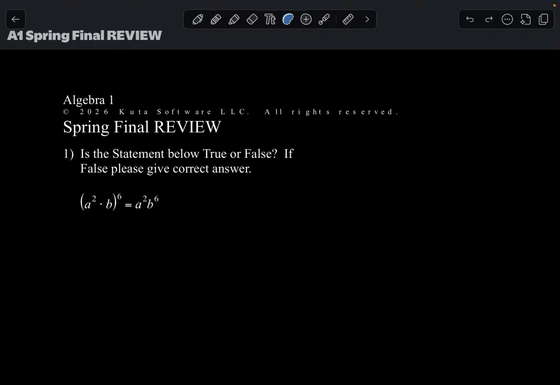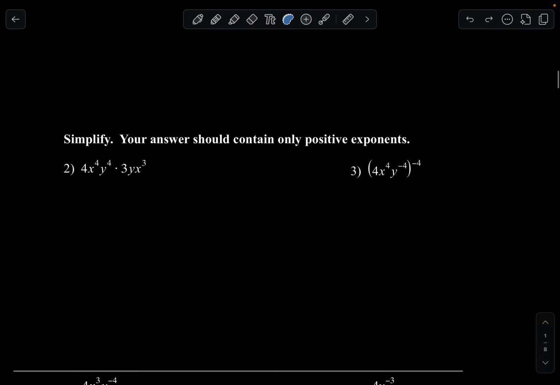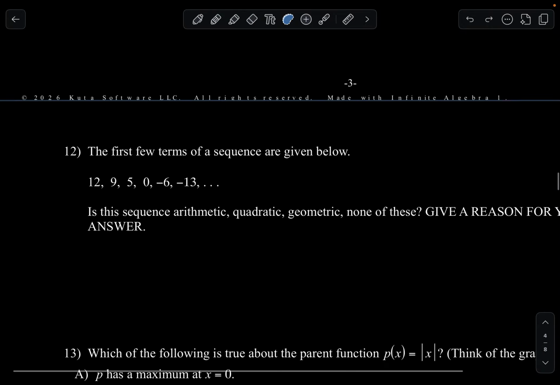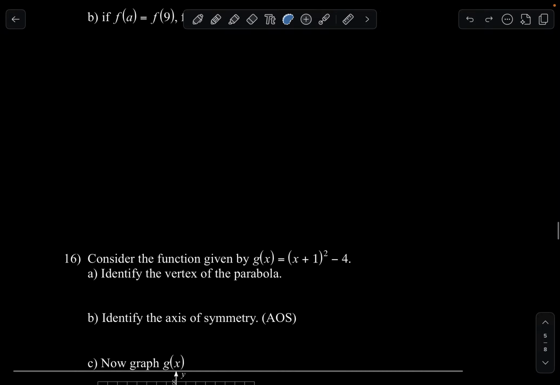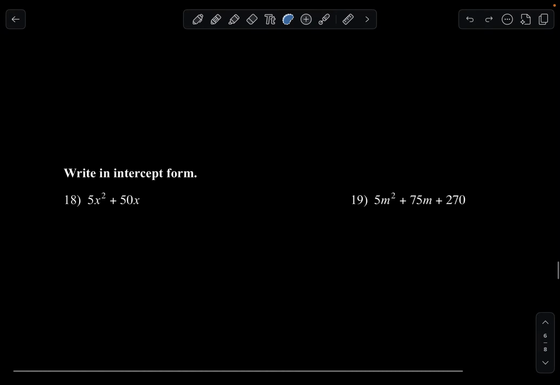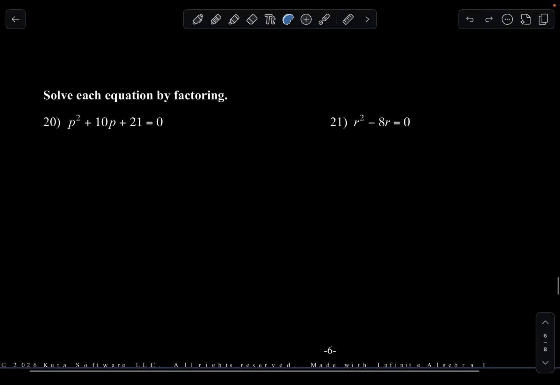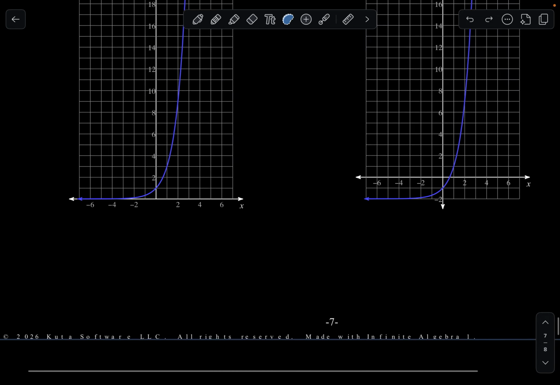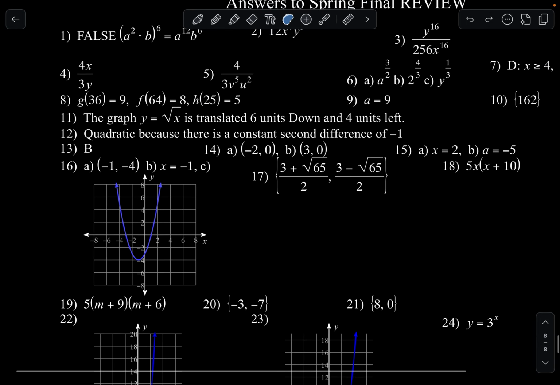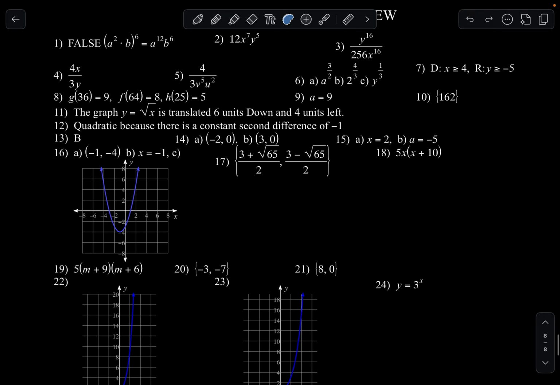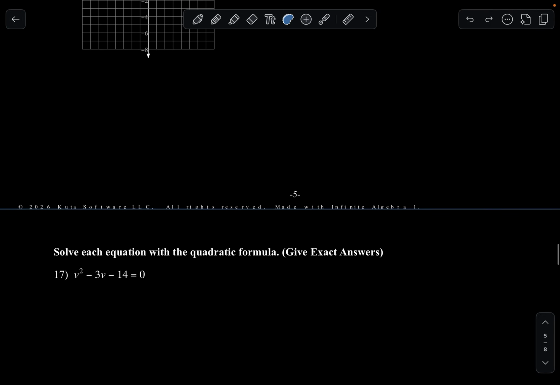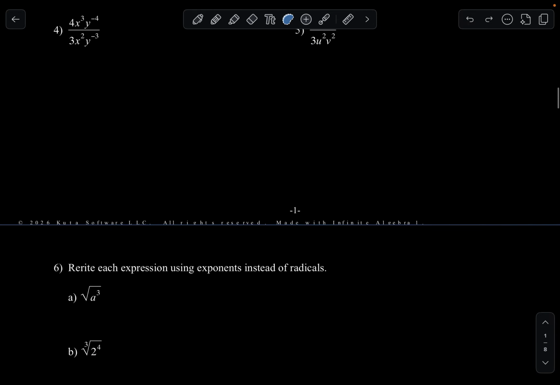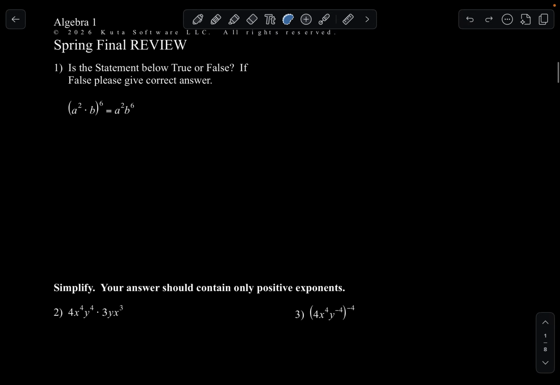The first question most students have about the final is always how many questions? There are a total of, looks like, 25 questions. Yes, 25 questions. All right, I give you the answers too, by the way. So let's go through and do this. I'll probably do this in two videos, 1 through 11, then 12 through 25.